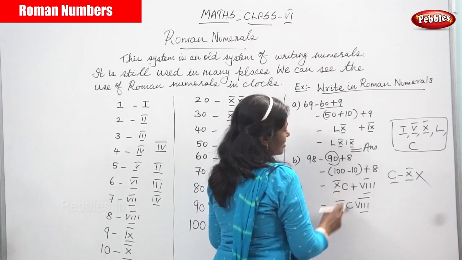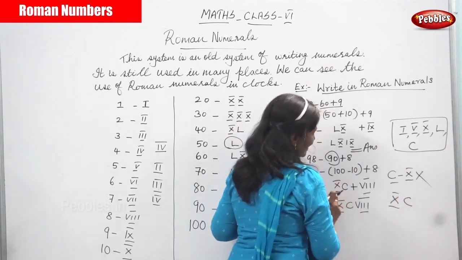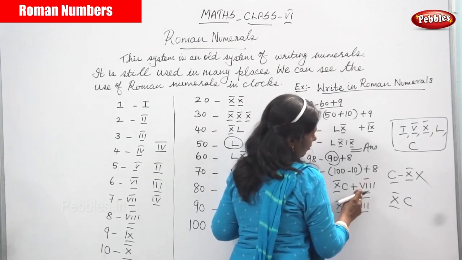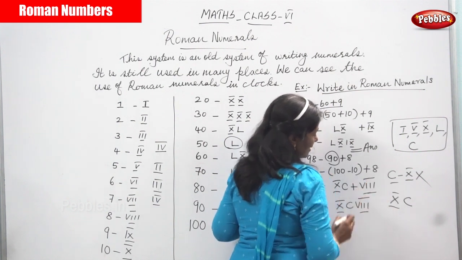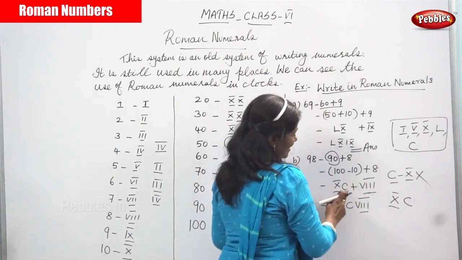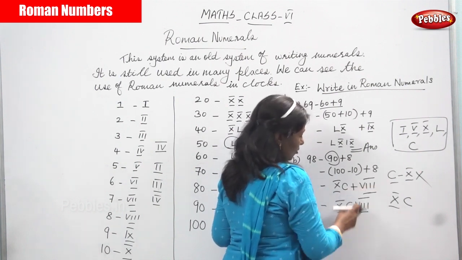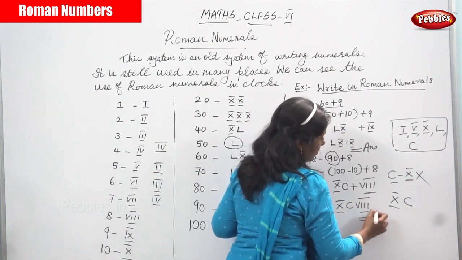90. So 90, how are you going to write? X and C, that is called 90. Plus 8 means you have to write V and three I's together. So what is this? This is 8. So XC plus V and triple I. Then finally you have to write XCVIII. This is the right answer for the question.